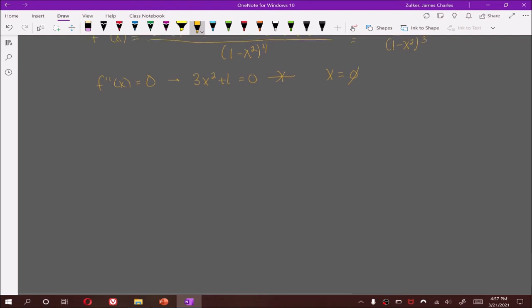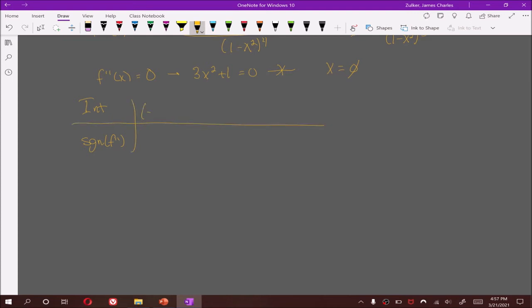This means we're going to have no inflection points, but we still have intervals to test, namely negative infinity to negative 1, negative 1 to 1, and 1 to infinity. And doing so, we'll get minus, plus, minus. So we are concave up over minus 1 to 1, and concave down over minus infinity to minus 1, and 1 to infinity.